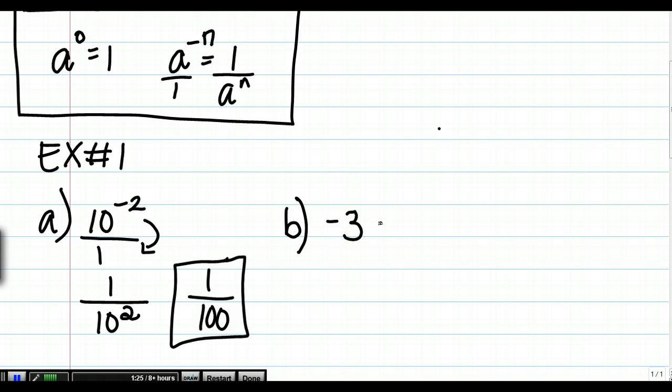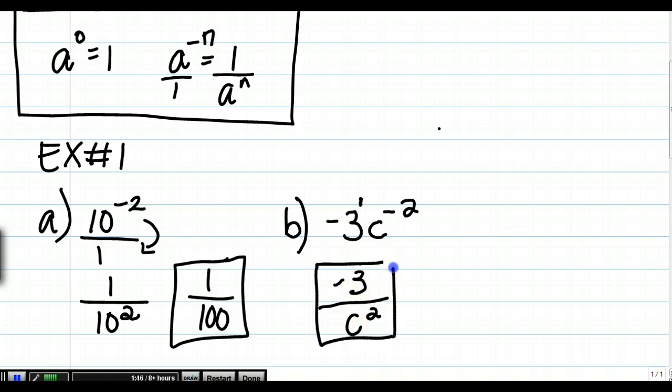Here I have negative 3 times c to the negative 2. Now this is not a negative exponent because my exponent is really a positive 1. So I'm for sure going to have a negative 3 on top. But since c is a negative, you have to put it on the bottom and make it a positive 2. And you can't reduce anything, so this is your answer for B.